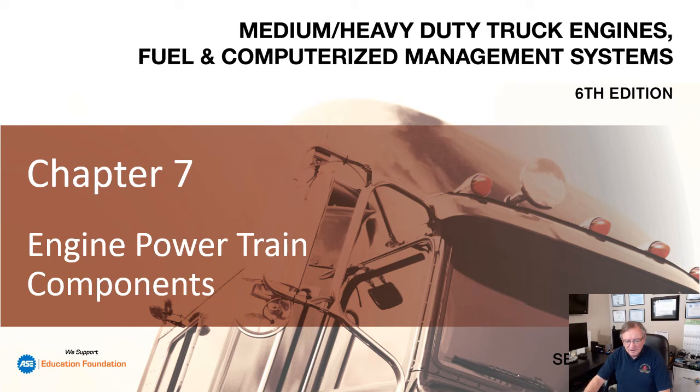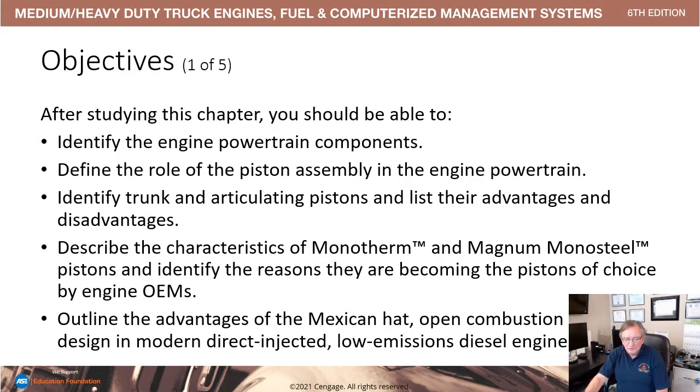Chapter 7, Engine Powertrain Components. You will be able to identify engine powertrain components, define the role of piston assembly in the engine powertrain, identify trunk and articulating pistons, describe the monosteel pistons and identify the reasons they're becoming pistons of choice by engine OEMs, and outline the advantages of the Mexican hat open combustion bowl in modern direct injected low emission diesel engines.